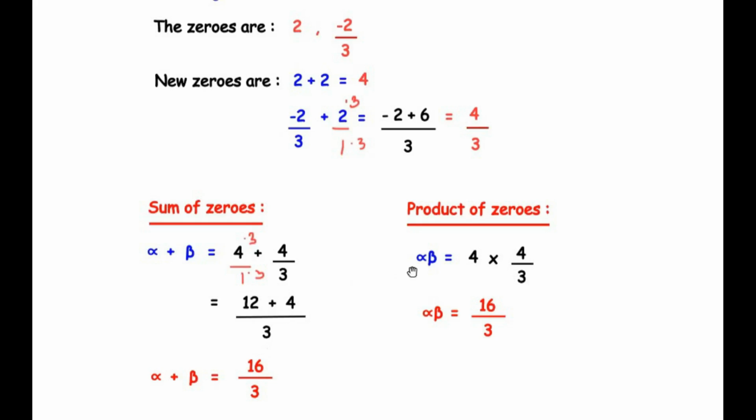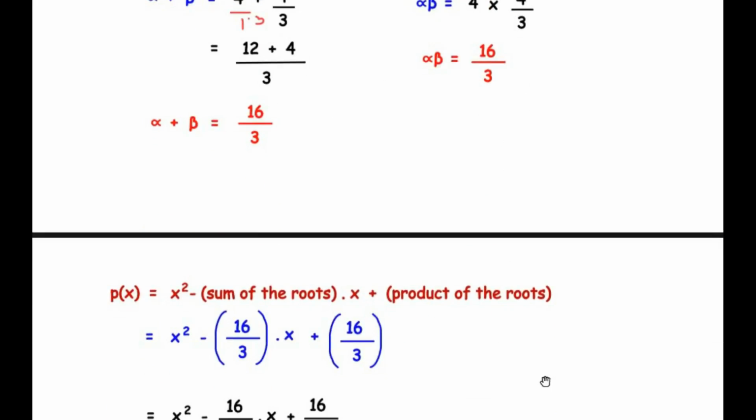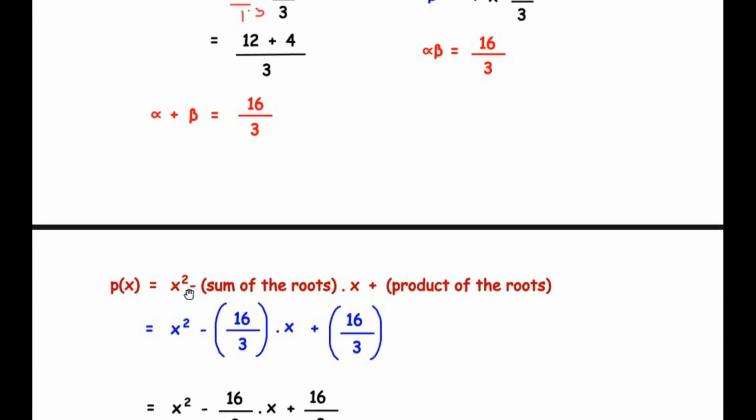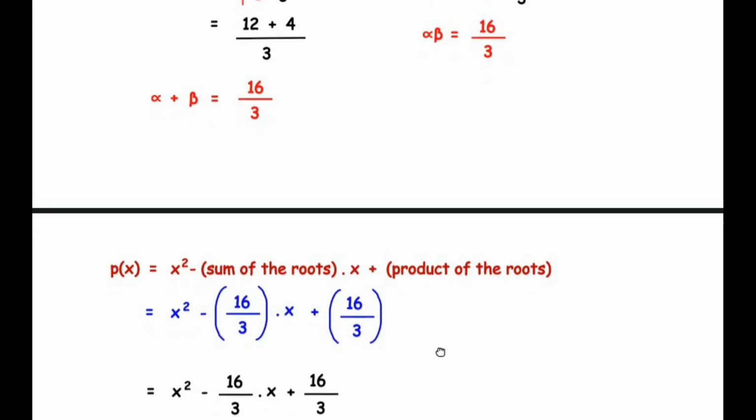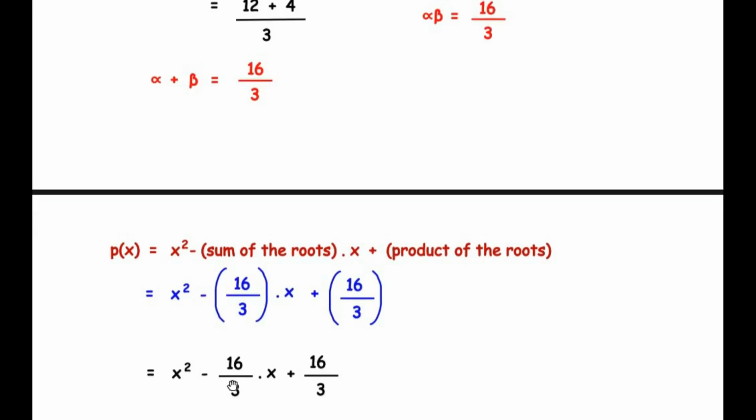Now once we have got the sum and product of the zeros, let us find out the equation of the required polynomial. So here we have written p of x is equal to x square minus sum of the roots times x plus product of the roots. So x square minus sum of the roots, we have got it as 16 over 3 times x plus product of the roots we have got as 16 over 3. Now simplifying this, we get x square minus 16 over 3 times x plus 16 over 3.